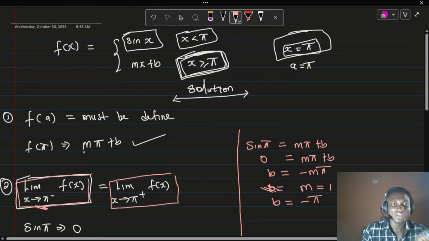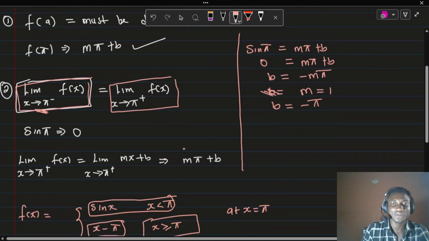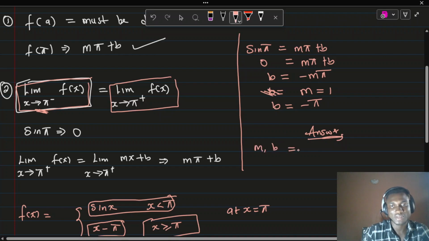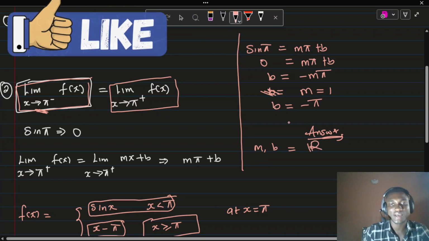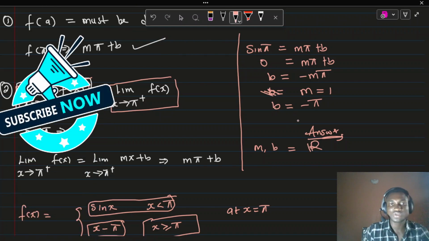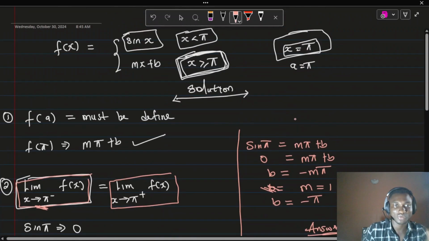So what is now the value of m and b? The final answer, because we have to find the value of m and b, is any real number. M and b are all real numbers. Any real number that we use, be it 1, be it 2, be it 3, you will notice that this function is going to be continuous. Alright, so that is just how to solve this particular question.